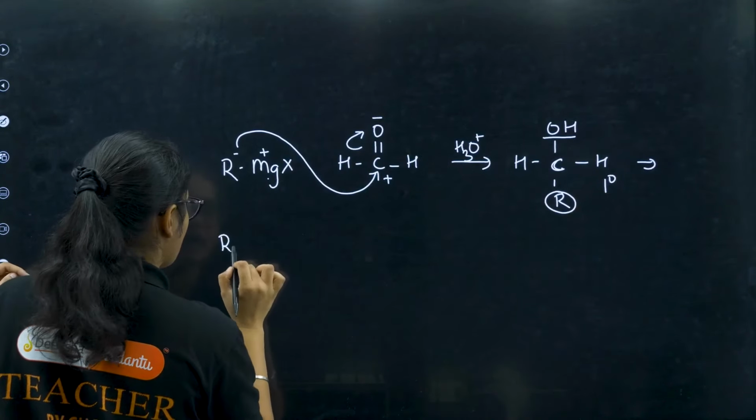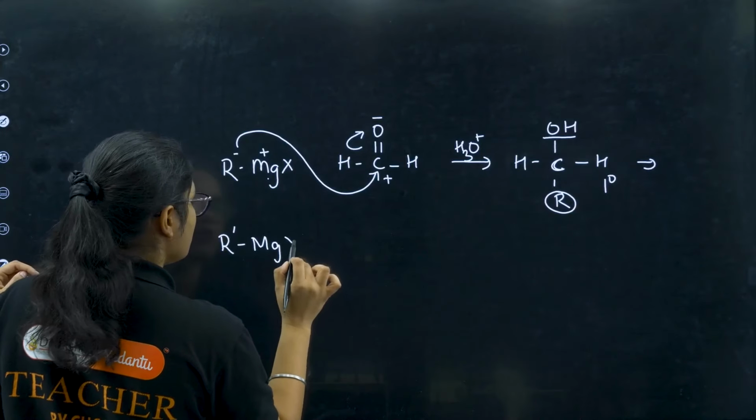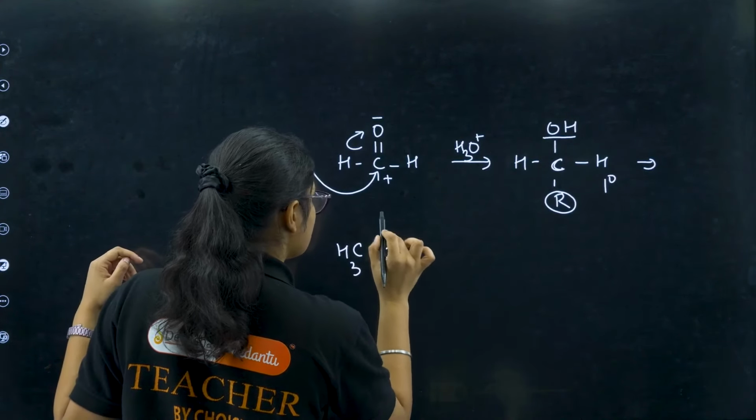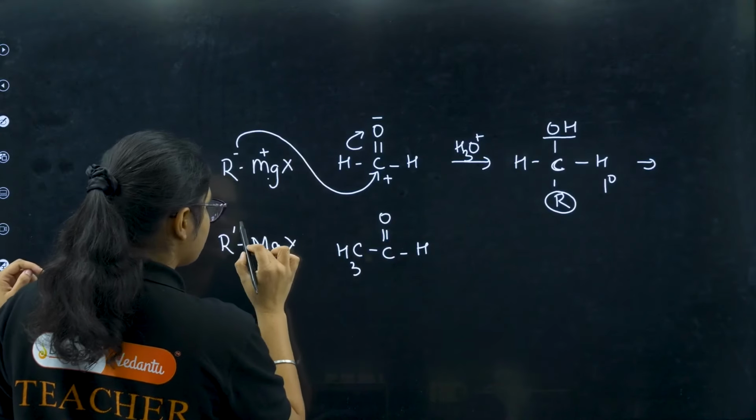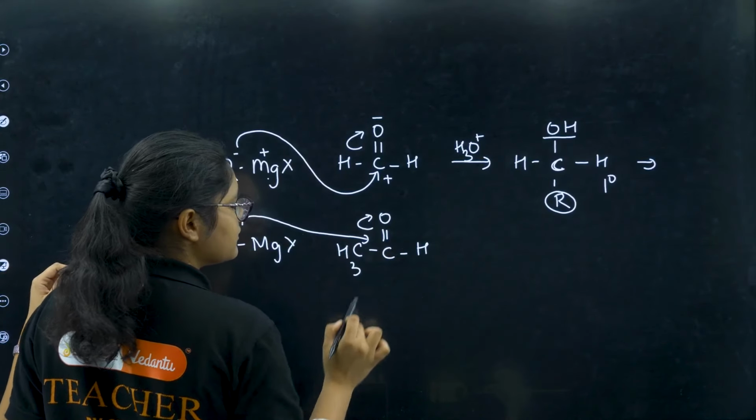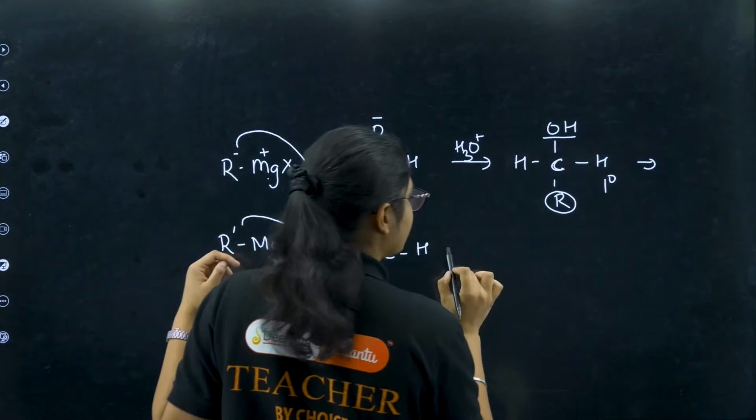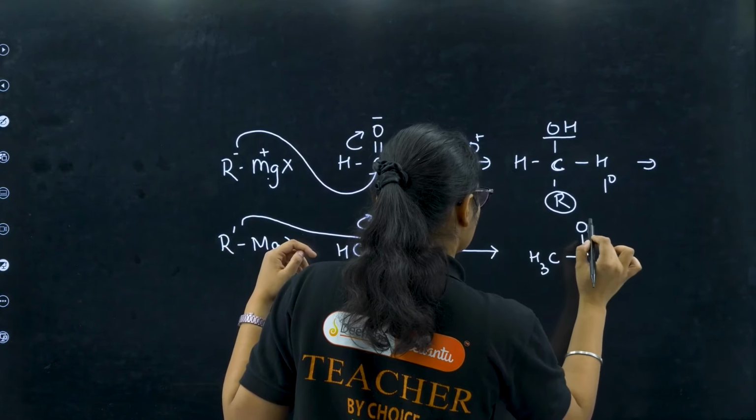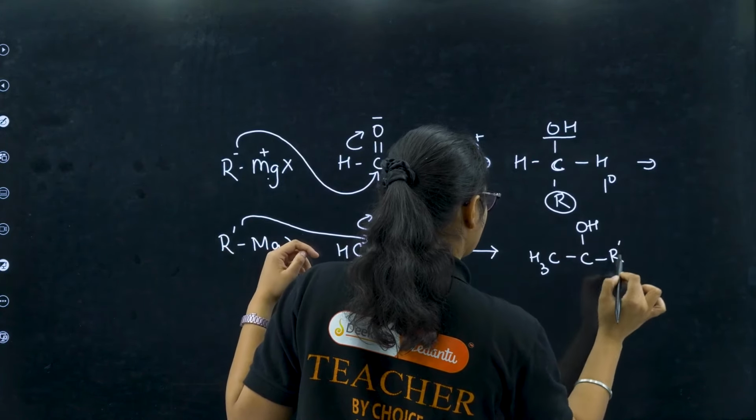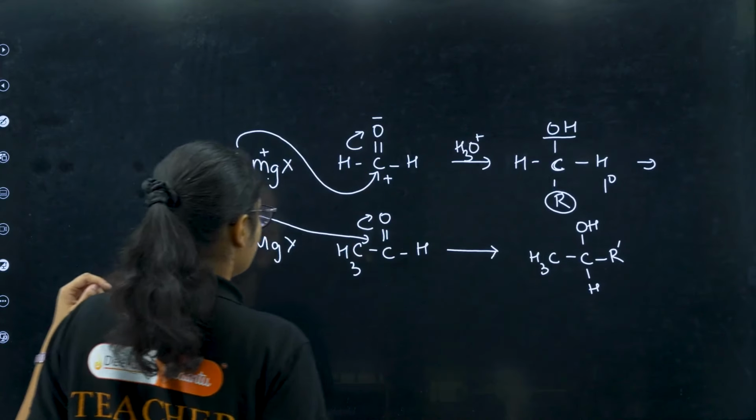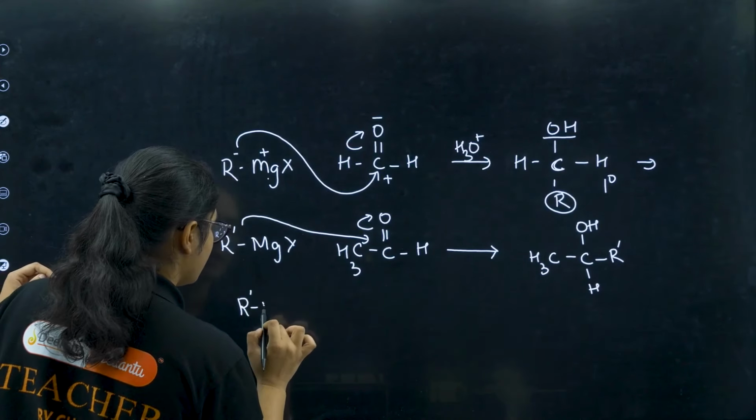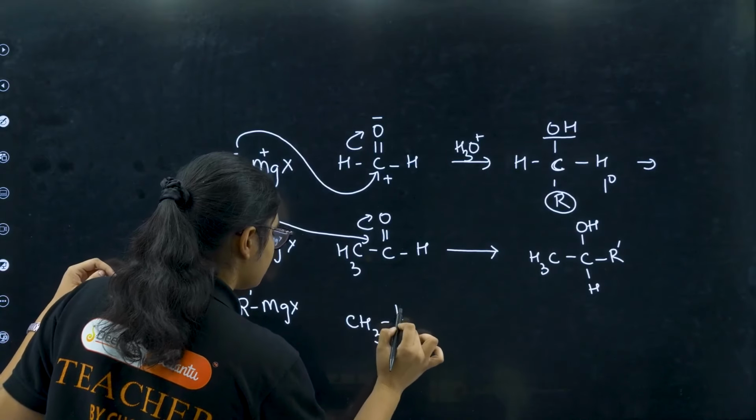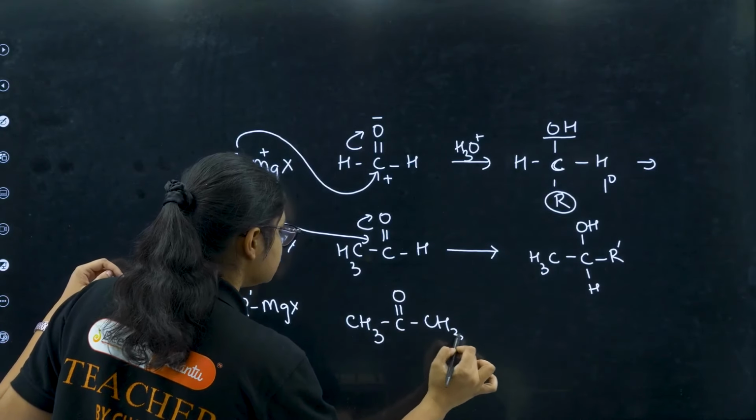Now if I take RMgX with any other aldehyde, for example CH3, C double bond OH, what will happen? R dash will attack here, this one will become OH and this one will become H. So I will have CH3, C, OH, R dash and H. Now if I have R dash MgX again and you have a ketone, that is CH3, CO, CH3.